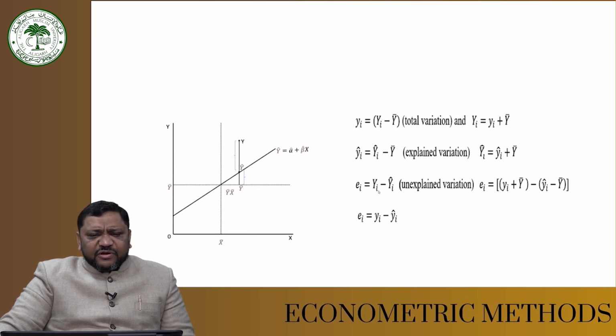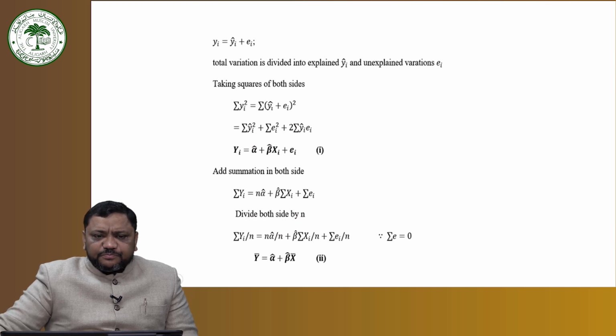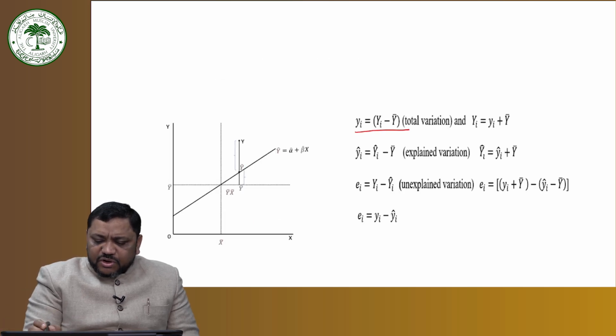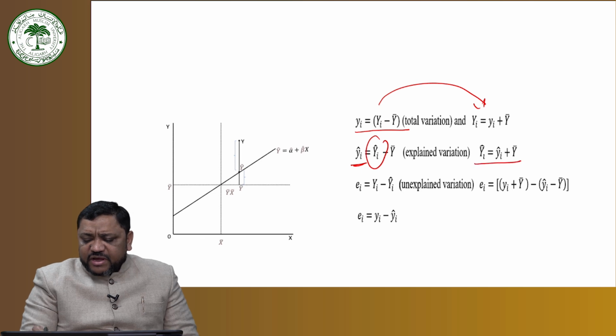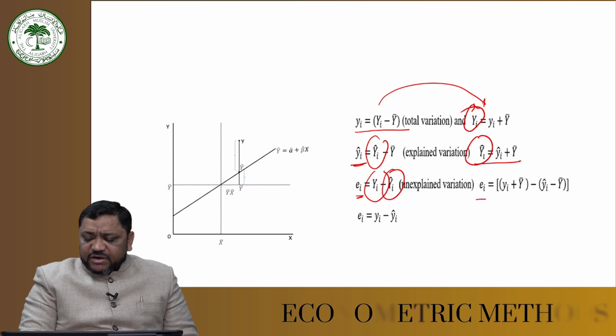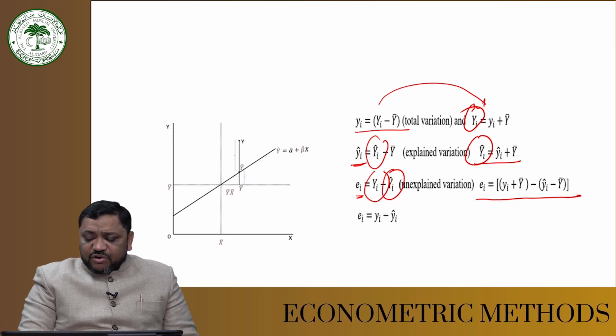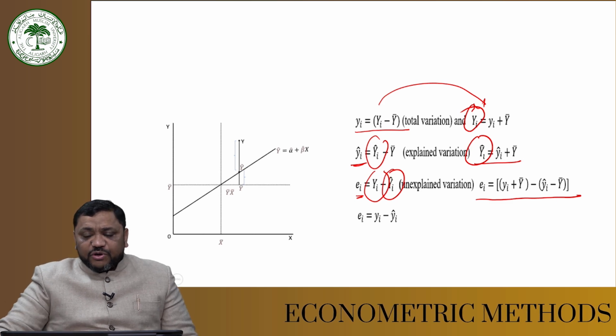If we take the value of yi, you can get it from here, so this can be written like this. And y hat we can write in terms of this. So capital Y hat is equal to small y hat plus y bar. So for e, you take the value of yi from here and this y hat from here. So the error term we can write like this: small yi plus y bar minus small y hat plus y bar. So we have this formula over here.